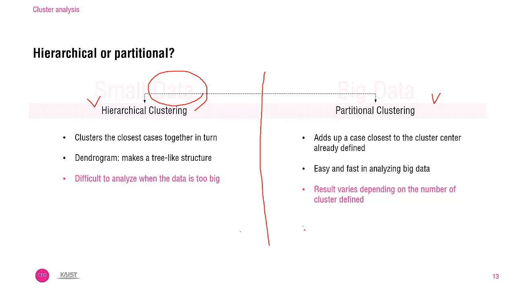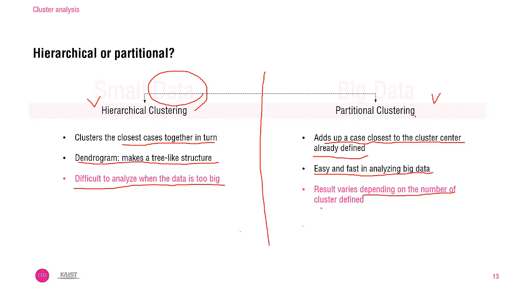In hierarchical clustering, the analysis clusters the closest cases together as the result. And you can draw a dendrogram which makes a tree-like structure. But it's difficult to analyze when the data is too big. On the other hand, partitional cluster analysis adds a case closest to the already defined cluster center, and is easy and fast in analyzing big data. But the result varies depending on the number of clusters you give in advance.